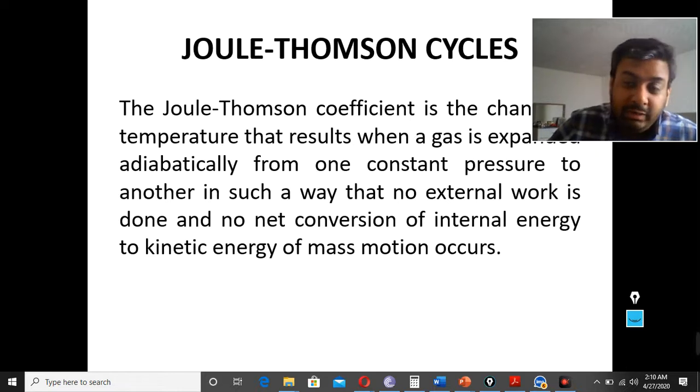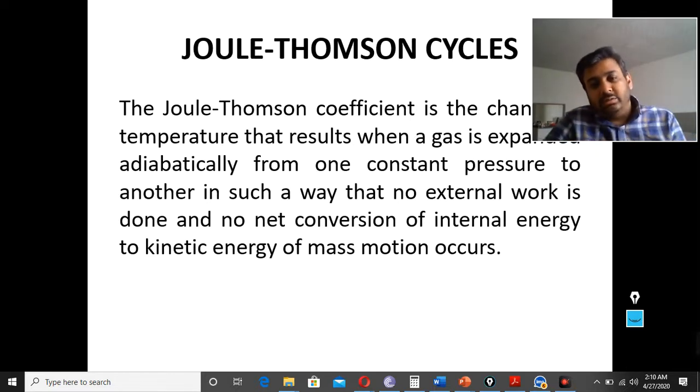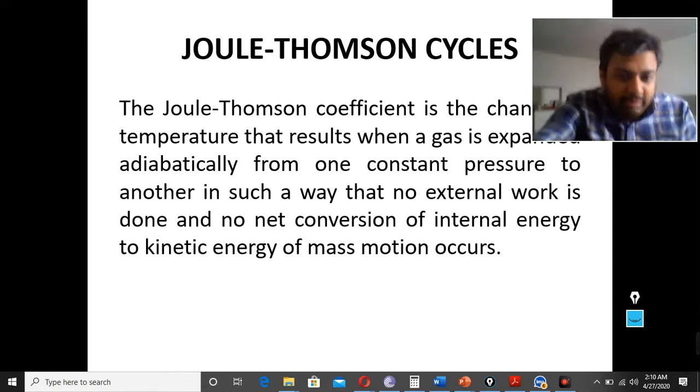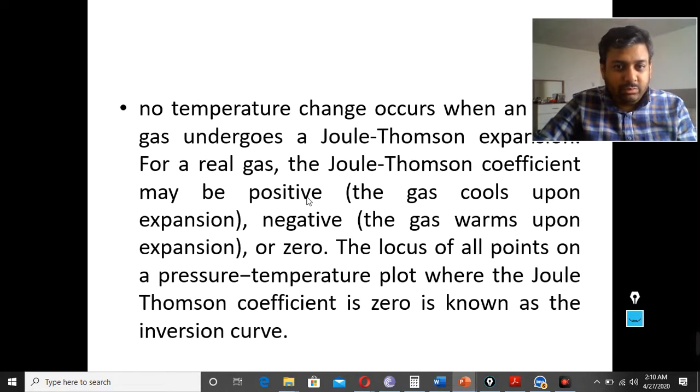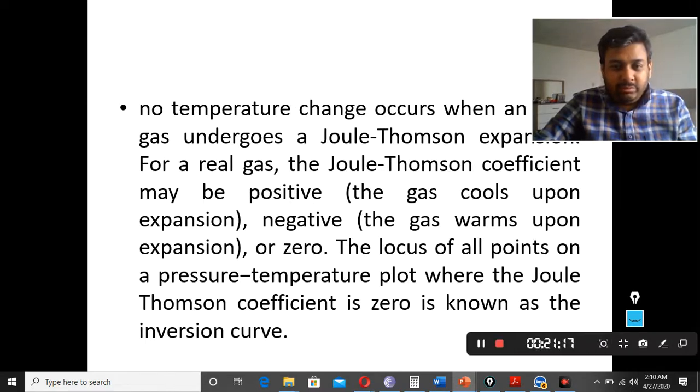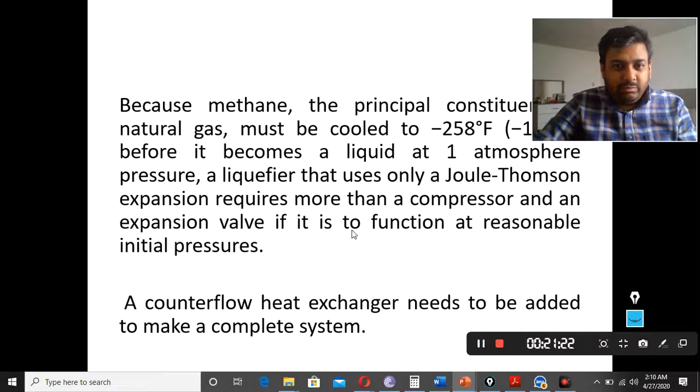We keep the pressure constant and expand this gas, and when the gas is expanded, it cools down and it can also form liquid at the same time. The Joule-Thomson coefficient may be positive, meaning the gas cools upon expansion. That's what the process is.